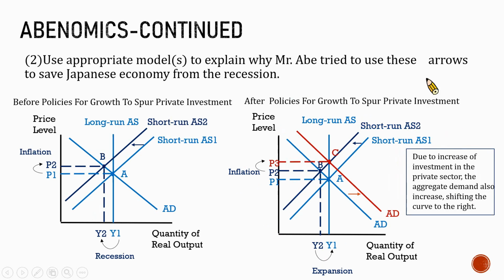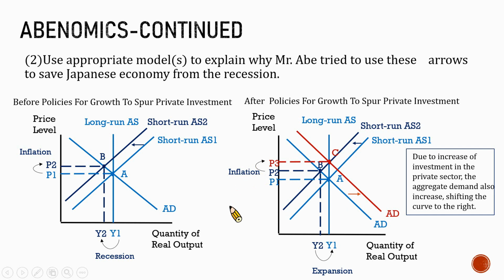And the last one is policies for growth to spur private investment. Like I mentioned before, due to a recession, the short-run aggregate supply curve shifts to the left and causes a recession and price inflation. After policies for growth to spur private investment, due to the increase of investment in the private sector, the aggregate demand curve also increases and shifts to the right. And the result is the expansion of the quantity of real output and price inflation.